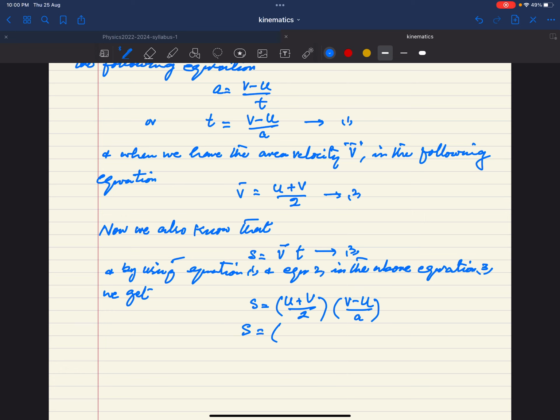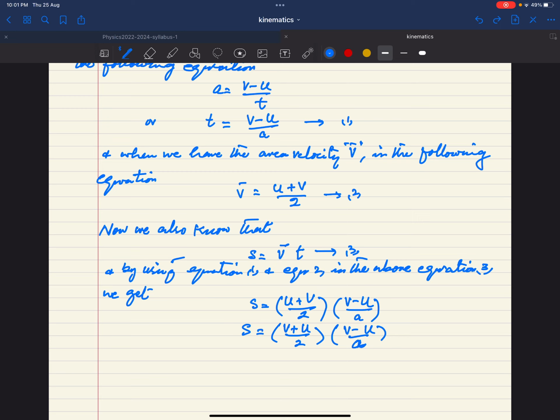A little change in the order, we can write it this way: V plus U. As such there is no change, but just an order. And here you have the situation that S is equal to V plus U divided by 2, and here you have V minus U divided by A for T, and this is for average velocity.